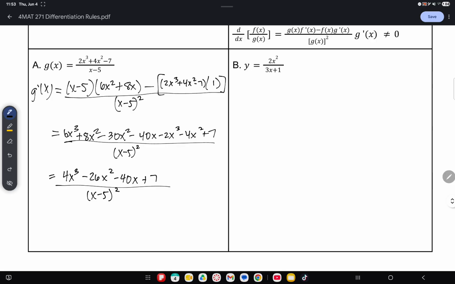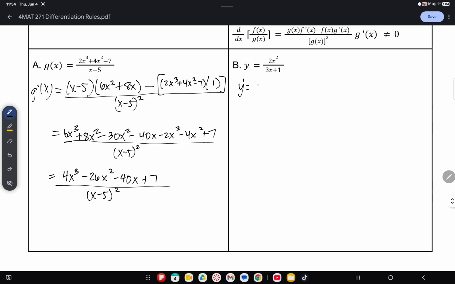And I don't think if I were to try and factor out this numerator that I would have a factor of x minus 5 to cancel out. So I would leave it as it is. I don't think it gets any simpler in the form that it's in. So we're done. So let's try it again with another example.